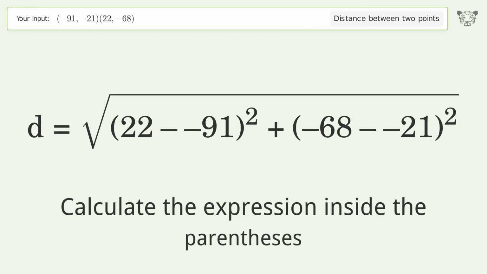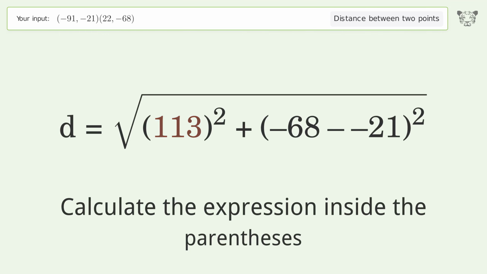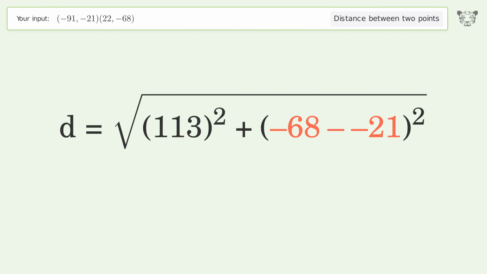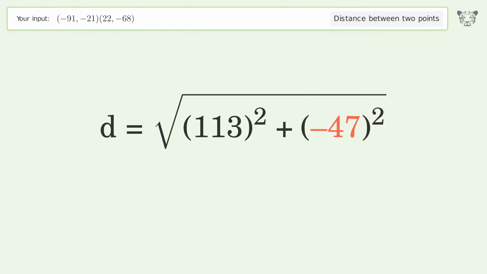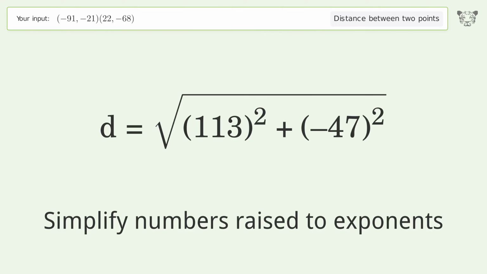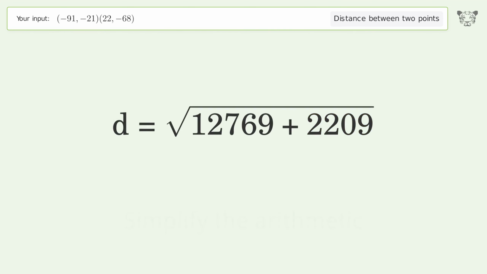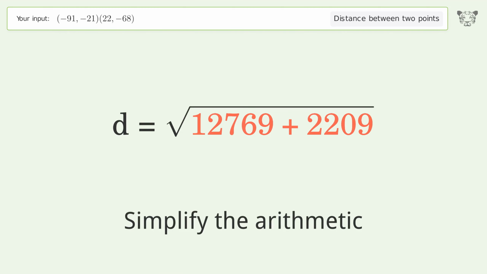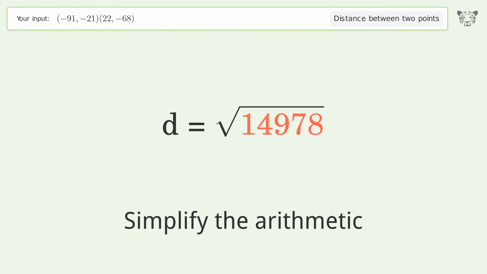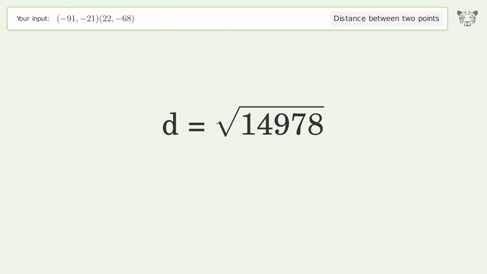Calculate the expression inside the parentheses. Simplify numbers raised to exponents. Simplify the arithmetic. And so the distance between the 2 points is the square root of 14,978, or 122.385.